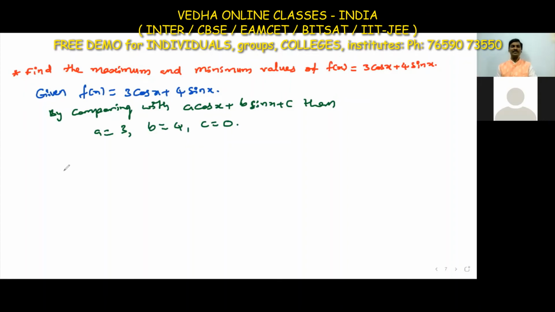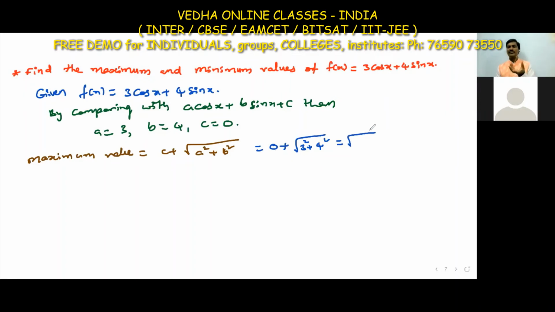Now take the formula. What is the formula for finding the maximum value? Maximum value is c plus under root of a square plus b square. Now substitute the values: 0 plus under root of 3 square plus 4 square. 3 square is 9, 4 square is 16, 9 plus 16 is 25. Root 25 is 5. Now we'll find the minimum value.